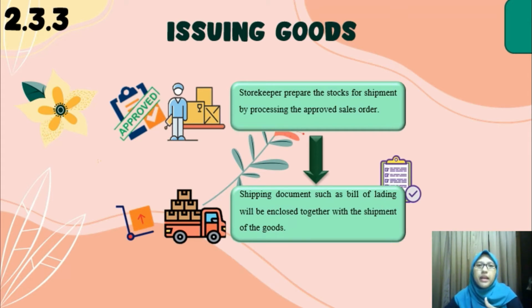At the same time, they will prepare a shipping document, which is the bill of lading. The bill of lading is pre-numbered and they will prepare it at the time the goods are loaded for shipment for delivery. The shipping document will be enclosed together with the shipment of the goods to the customer.